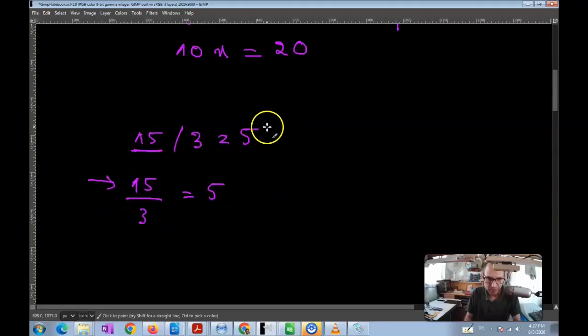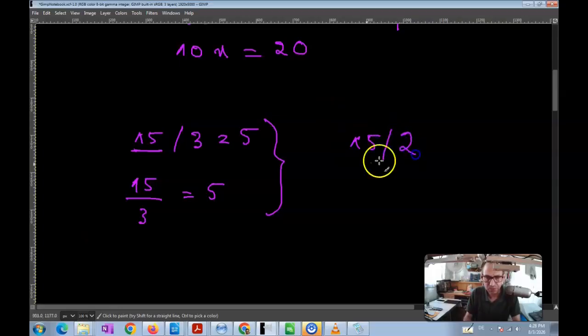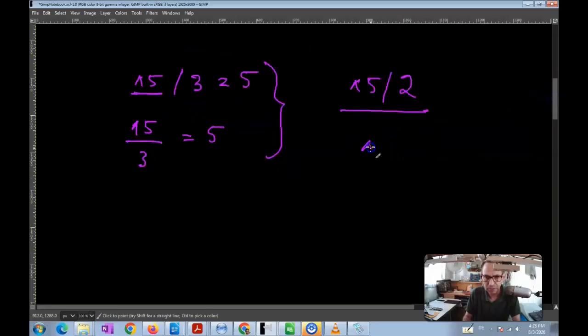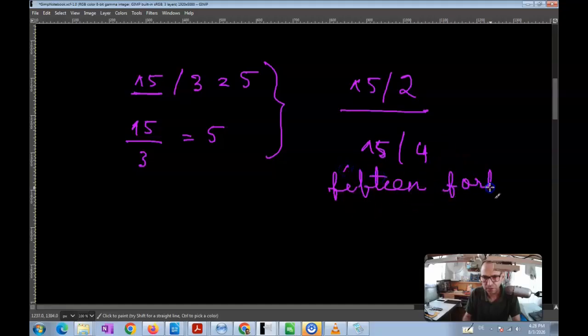And of course the meaning of these two expressions is exactly the same. So when you say 15 divided by 3 or 15 thirds, you would read this as 15 thirds, or for example, you would read this as 15 halves, or you would read this as 15 fourths.